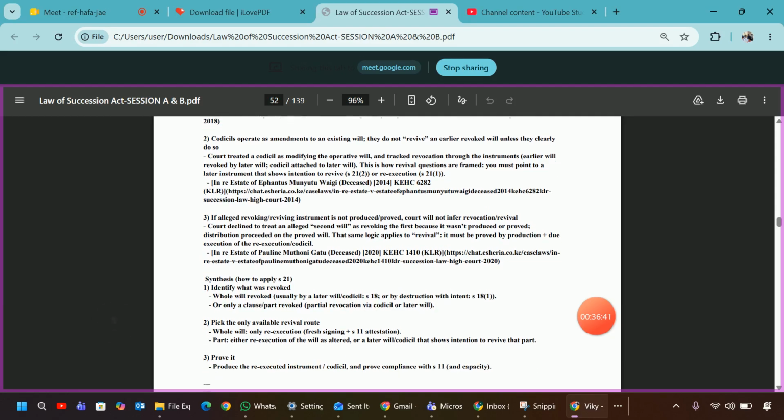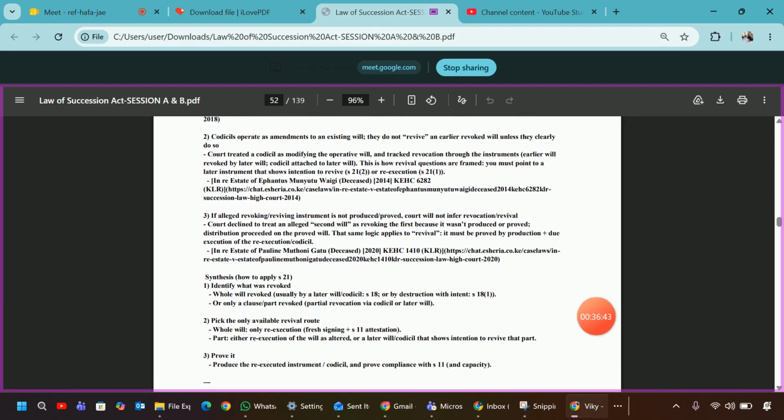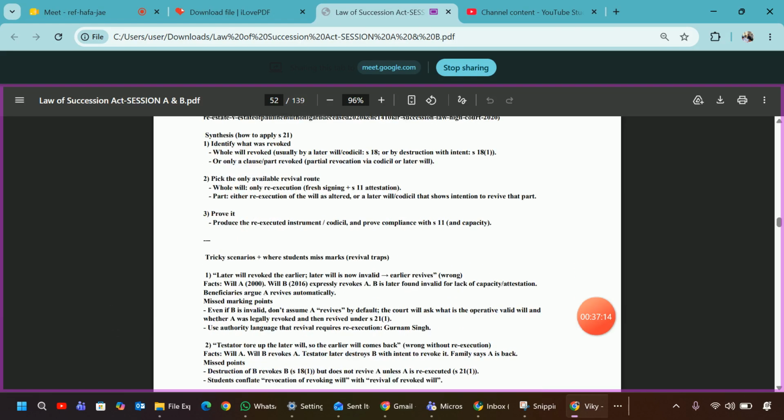Three: if the alleged revoking or reviving instrument is not produced or proved, the court will not infer revocation or revival. In the Estate of Pauline Muthoni Gatu (2020), the court declined to treat an alleged second will as revoking the first because it wasn't produced or proved. Distribution proceeded on the proved will. That same logic applies to revival. It must be proved by production plus due execution of the re-execution or codicil.